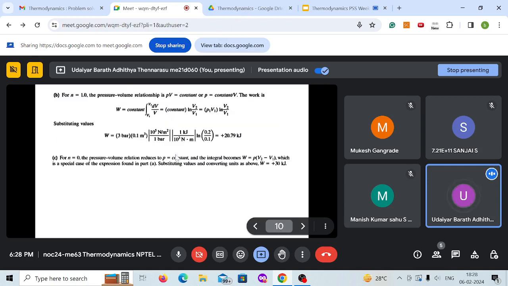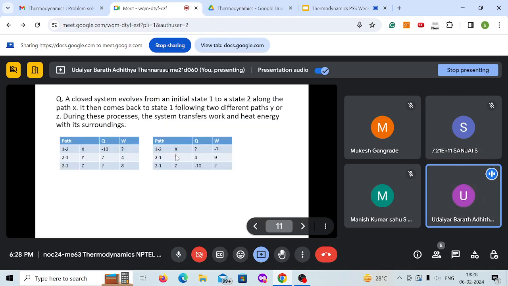Done. So moving on, it's a simple problem on the first law of thermodynamics. We saw that when a process goes through a cycle, the net heat transfer and net work transfer will be equal.